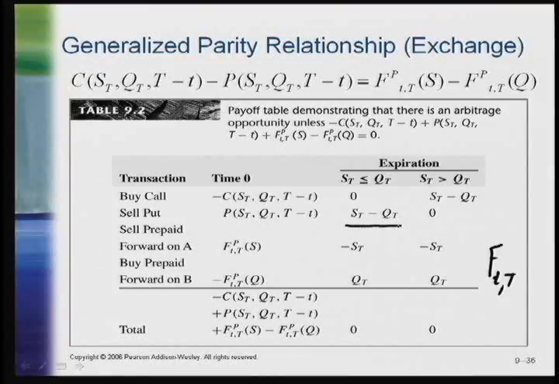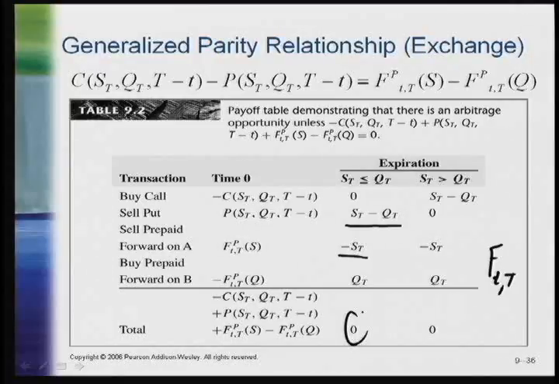The put will be exercised, right? Because the put is the option to sell S for Q. If S is smaller, there'll be a cost of S minus Q. We then have a prepaid forward on S. It'll then have value S_T. Q, you add them up, you get 0.